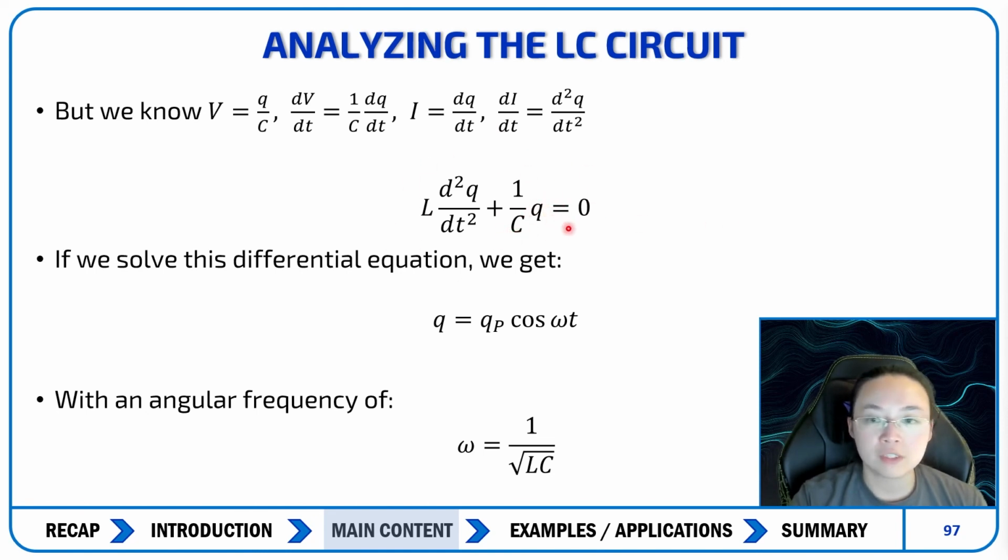If we solve this differential equation, we're going to get a value for Q, and Q is equal to QP for the peak charge times cosine of omega t. From that, we're able to determine what omega is, and we end up doing some replacements, algebraic manipulations, and we end up with 1 over the square root of LC for our angular frequency.